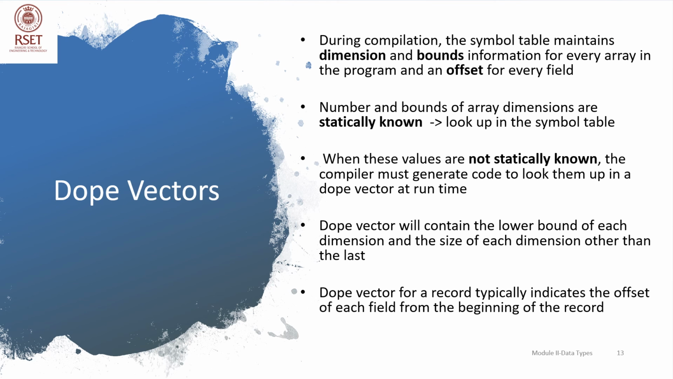DOP vectors. For statically known dimensions and bounds, during compilation itself, the array bounds will be stored in the symbol table. For the use of an array in the program, we just have to look up the symbol table to get the dimensions and bounds. What if it is not statically known? This is a case where we use a DOP vector. The DOP vector will contain the lower bound of each dimension and the size of each dimension other than the last. In order to avoid redundancy, we do not store the size of the last one. It can be found out using the offset for each field.